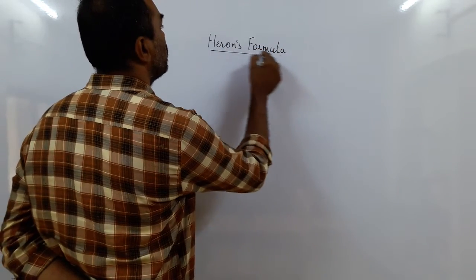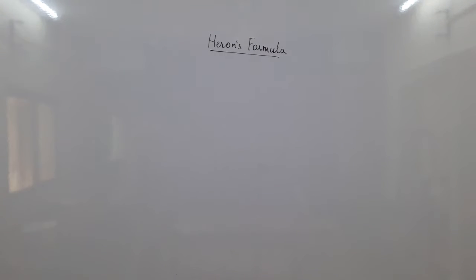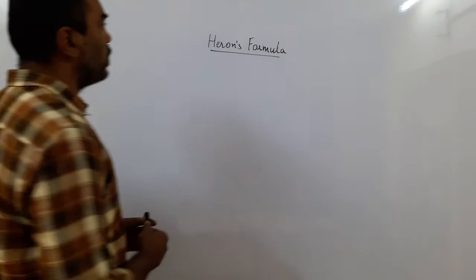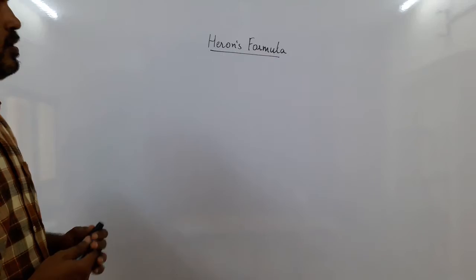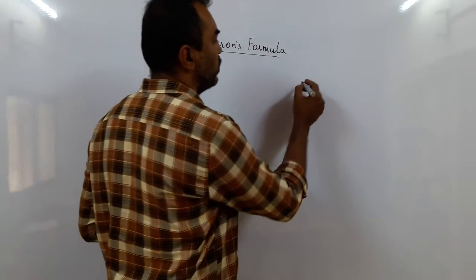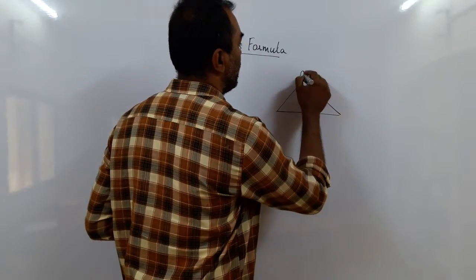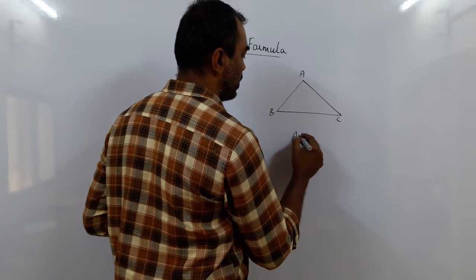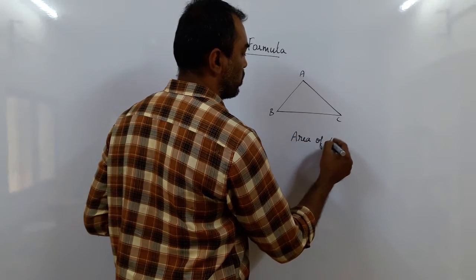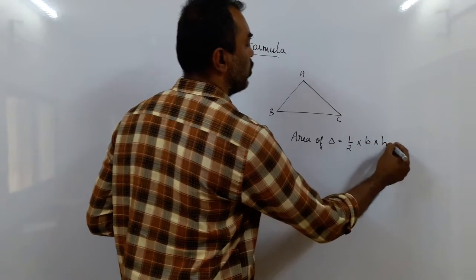But before we move to this formula, we will see what the formula is for. The formula is basically to find the area of a triangle. We'll see what the formula is, but before we reach there, we'll see which formulas we already know. So if we have a triangle, say ABC, then the area of the triangle, the formula we know, is half into base into altitude.